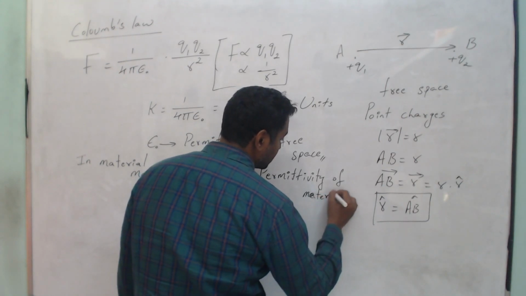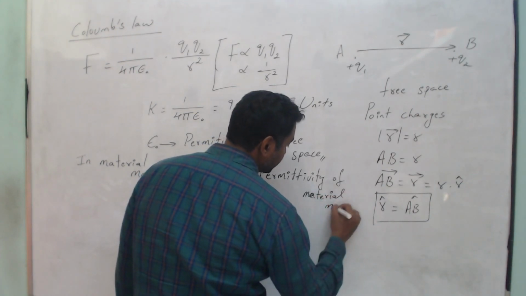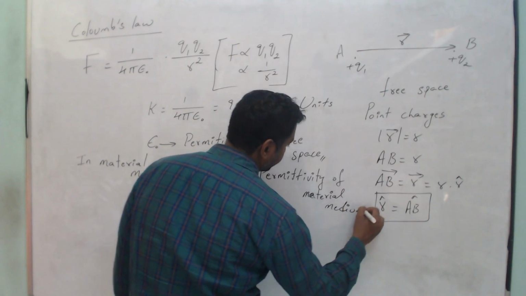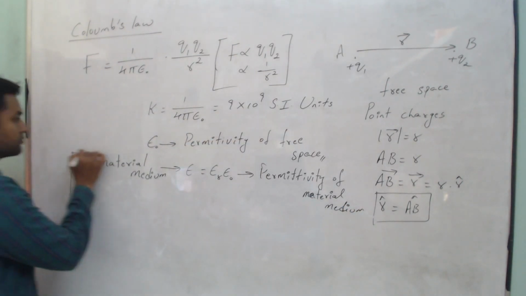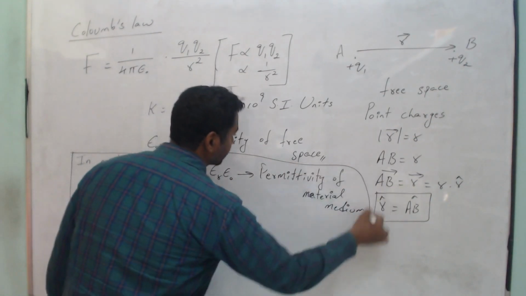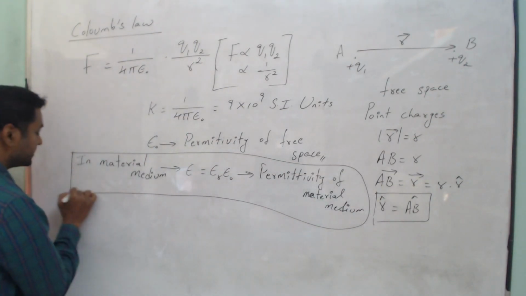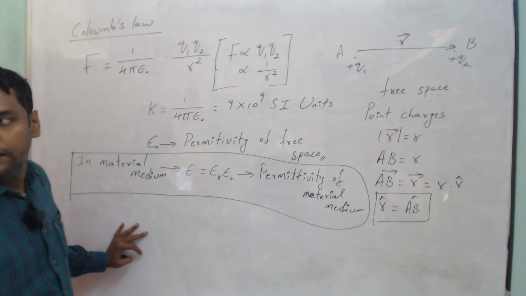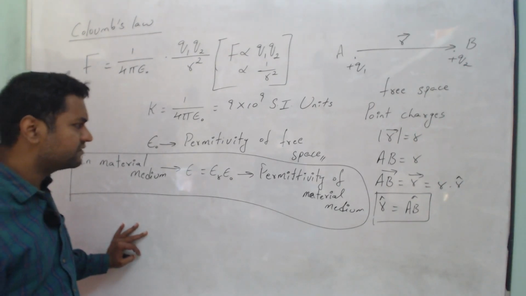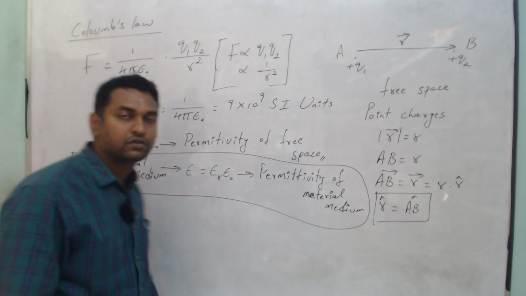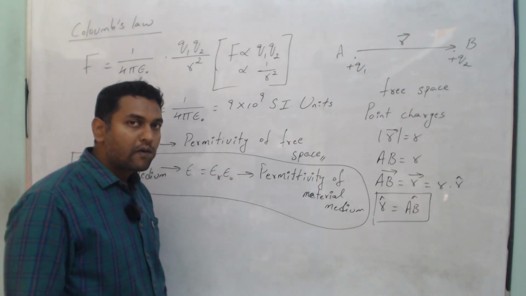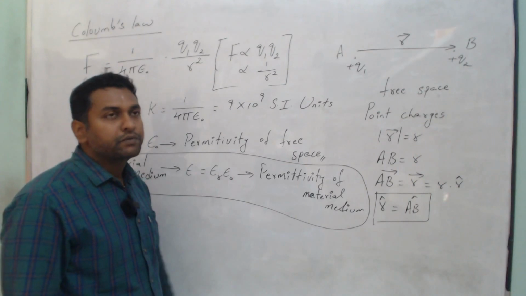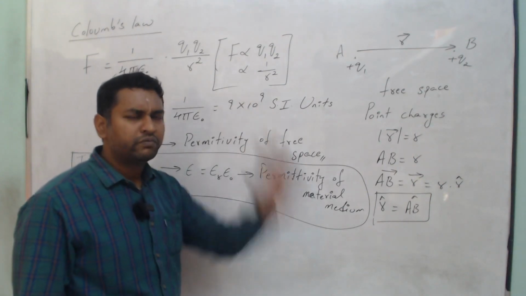If there is material, then this fellow will come. But we will come to this fellow very much later. Initially, we will be dealing with free space only. Very, very later, we will come to this fellow. Initially, we will be dealing with free space only. Understanding permittivity, leave it for some 15-20 days.